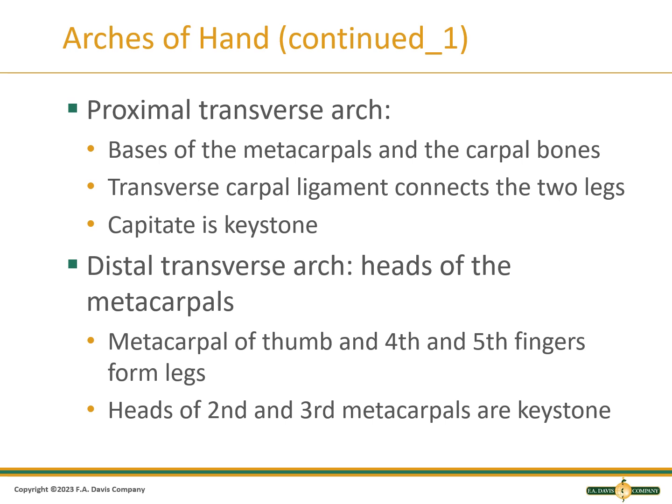The distal transverse arch, or distal carpal arch, is comprised of the heads of the metacarpals. The metacarpal of the thumb and fourth and fifth fingers form the legs, and then the heads of the second and third metacarpals are the keystone. There isn't a ligament to pull tension here. That tension is arising from the transverse carpal ligament at the proximal transverse arch.